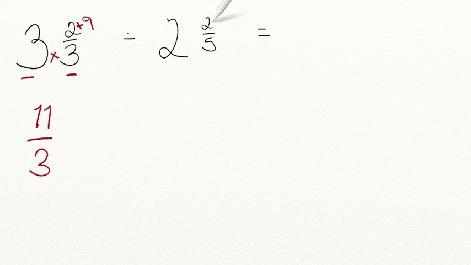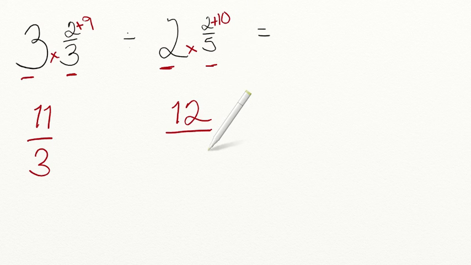Let's convert 2 2/5. We start by multiplying our whole number by our denominator. 2 times 5 equals 10, and then we just add that to our numerator. 2 plus 10 equals 12, and our denominator stays the same, fifths.